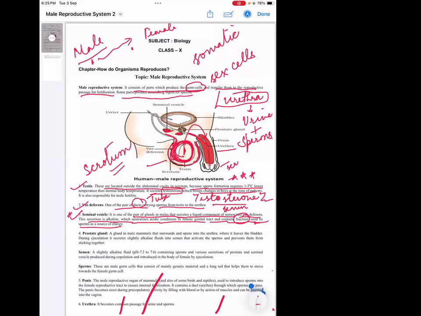So this is again very important. Now, what question comes? They basically ask, name the two types of glands present in the male. If they ask you the name of the glands, you should write seminal vesicle and prostate gland. Seminal vesicle, they are a pair of glands.